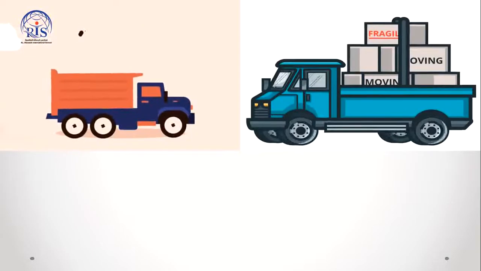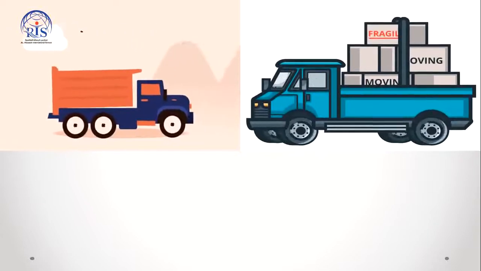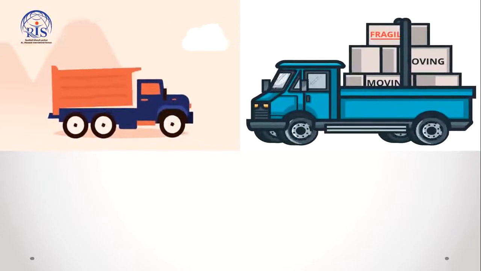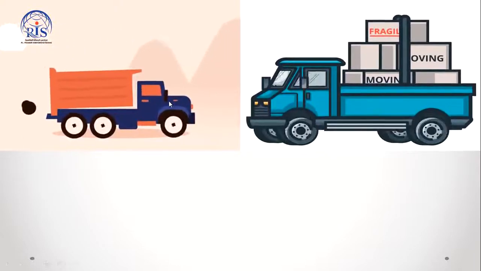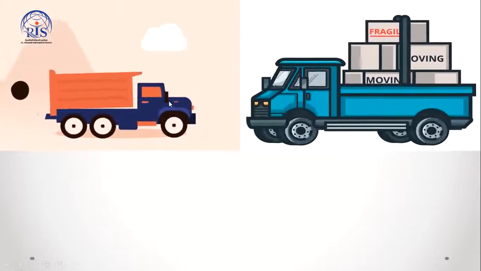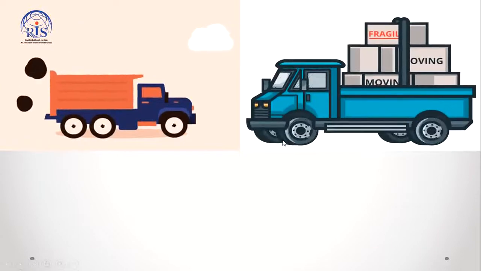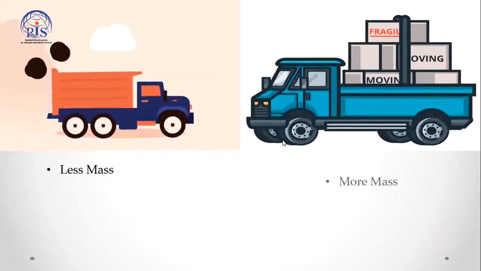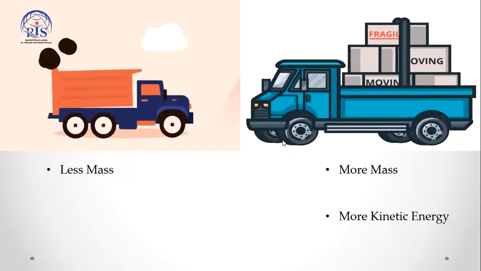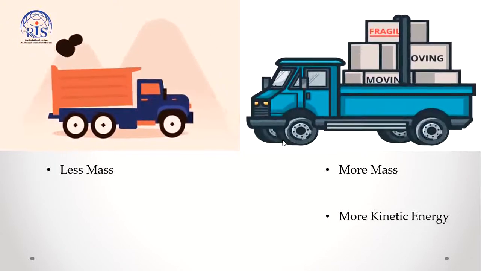Apart from speed, kinetic energy also depends on mass. Let us say we have these two trucks. The one on the right side has less mass, and the one on the left side has more mass. So the one with more mass is going to have more kinetic energy.